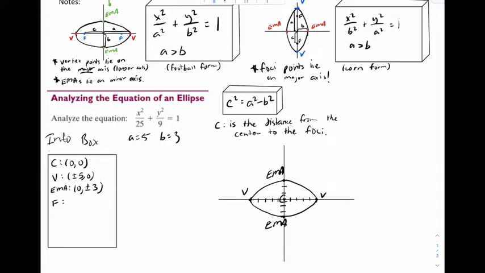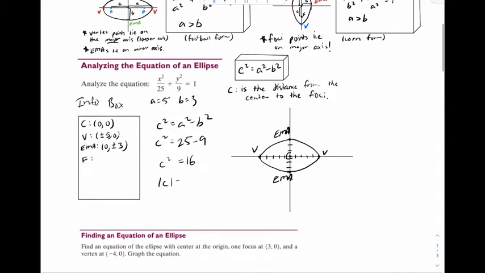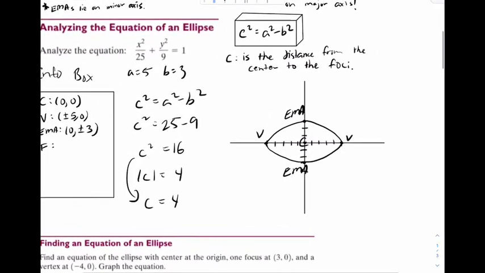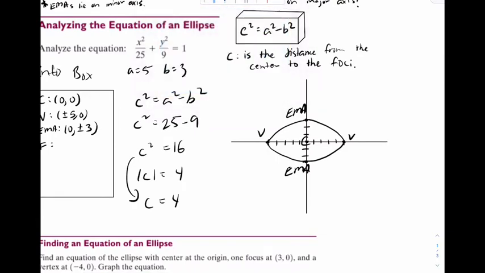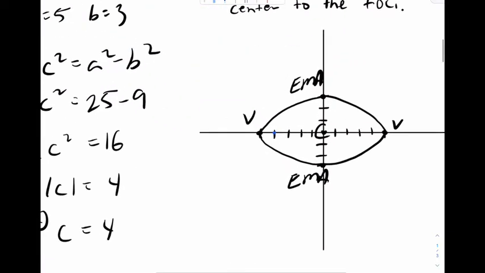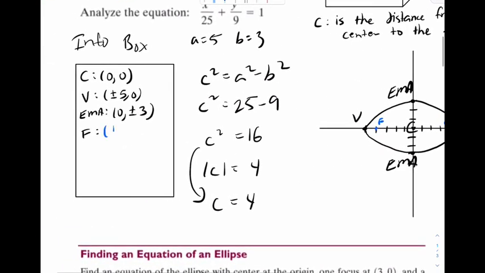First I'll use it, and then I'll show you where it comes from, but I'll show you how easy it is. C squared equals A squared minus B squared. So C squared should equal A squared, which is 25, minus B squared, which is 9, so C squared is 16. In this chapter, I'm not going to make you do the absolute value of C equals 4, because we're always going to take the positive number, so you can just go straight to 4. That's going to be fine. Which tells us the focus is 4 units away from the center along the major axis. So there's our focus 1, there's our focus 2, and we can label it plus or minus 4, 0.